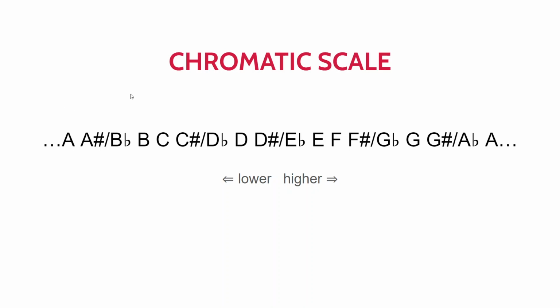This is called the chromatic scale, and the distance between a note and the note next to it is a half step, and we'll talk a little bit more about what steps are in the next video. You might notice that there are no notes between B and C, and there are no notes between E and F.